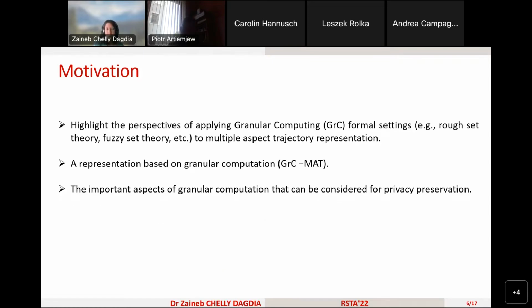And in this communication paper, we just want to introduce the perspectives of applying granular computing formal settings, like we can apply rough set theory, fuzzy rough set theory, and any hybrid theories proposed or introduced by Professor Chris during our first tutorial in the emphasis. This is, of course, to represent multiple aspect trajectories. So we introduce a framework that we call GRC-MAT, and we will see if we can use this framework to also consider this privacy preservation aspect.